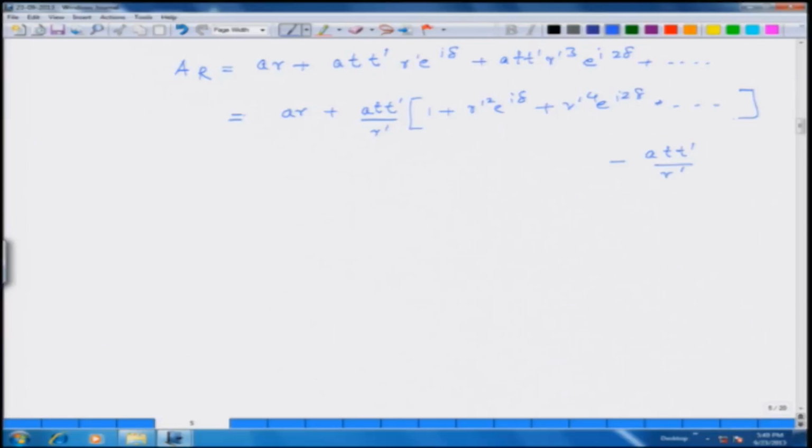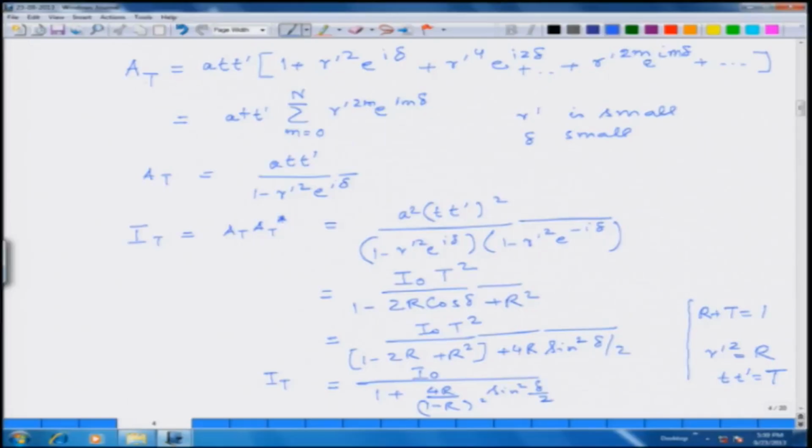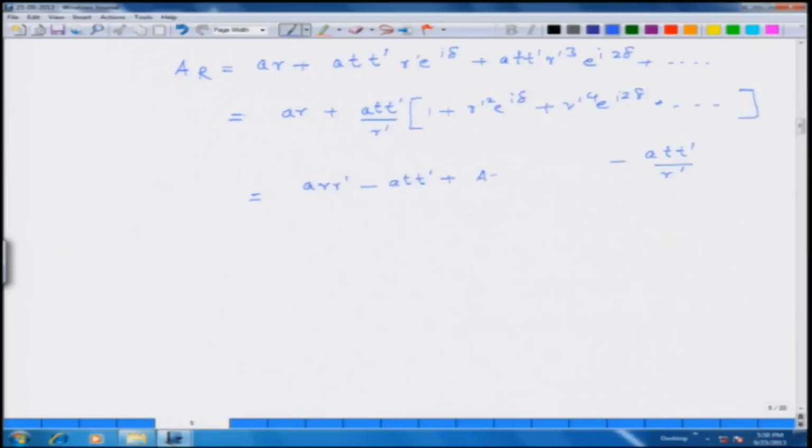I am doing some manipulation so that I can write it in a form which I have already calculated. Then this becomes A r r prime minus A t t prime, this comes from here, plus this is something which we have already calculated. This is what we had, A of A t transmitted was this term. So, we can write that as it is, and this will be A of t overall r prime. So, this is the total after interference, the amplitude of all the rays which are reflected.